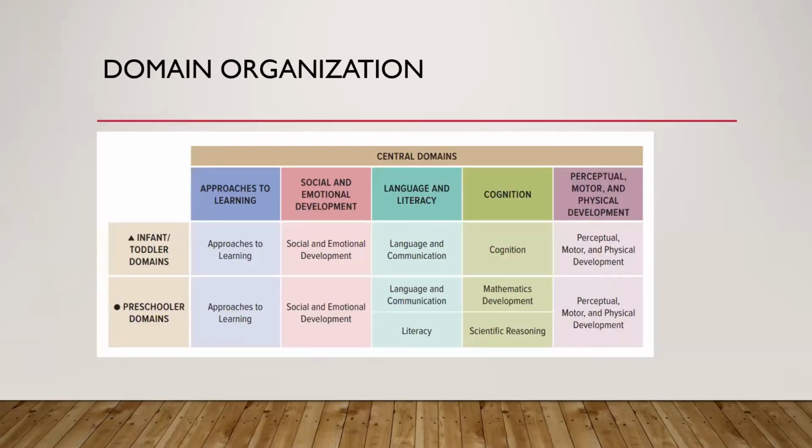Go ahead and open your copy of the ELOF to page 7. You should see this chart. It shows the 5 central domains at the top, and on the left there is a column for infant-toddler domains and preschooler domains. The 2 major differences between them is the additional subdomains within language and literacy and cognition. This is because once children are 3 years old, they generally start to show evidence of beginning literacy, mathematics development, and scientific reasoning skills. Learning in each of the domains are crucial to long-term success.